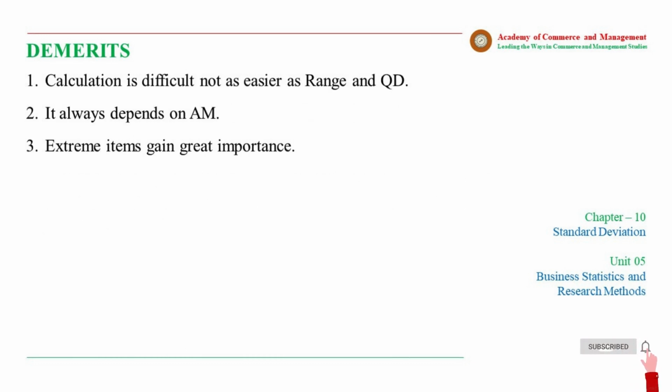Finally, let us discuss the demerits of standard deviation. First one is, calculation of standard deviation is difficult. It is not as easy as range and quartile deviation. Second one, standard deviation always depends on the arithmetic mean. And the last limitation is, extreme items gain great importance in the case of standard deviation.